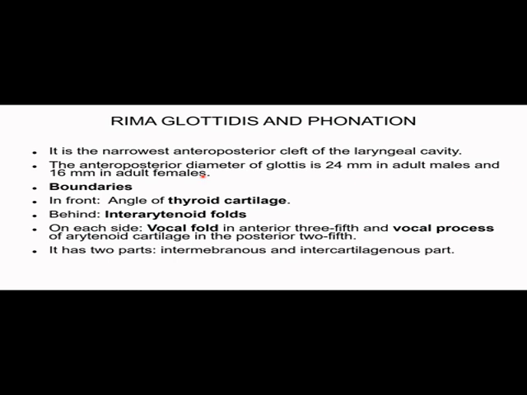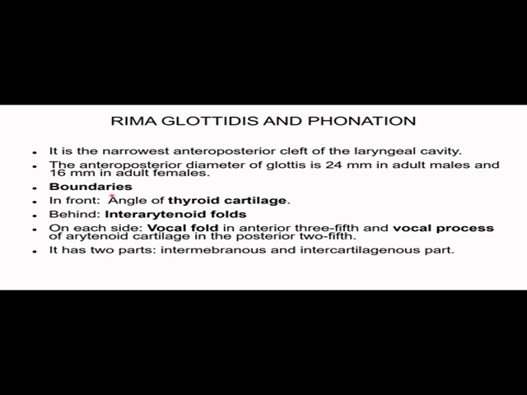The anteroposterior diameter of the Rima glottidis is 24 millimeters in adult males. That means the smallest possible internal diameter of the larynx of an adult male is 24 millimeters. And what is the anteroposterior diameter of the glottis in females? It is 16 millimeters.